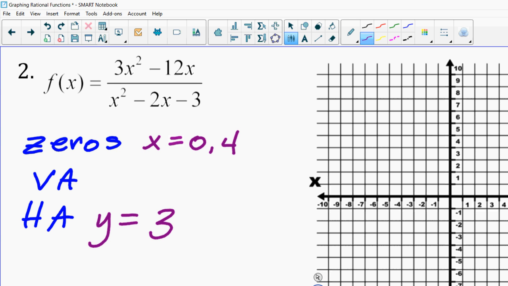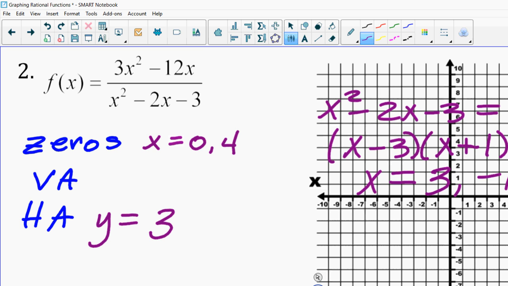My vertical asymptote, where do I find those? Denominator is 0. X squared minus 2x minus 3 equals 0. Good. So x would equal 3 and negative 1. I got 2 vertical asymptotes. Write them both down, 3 and negative 1.